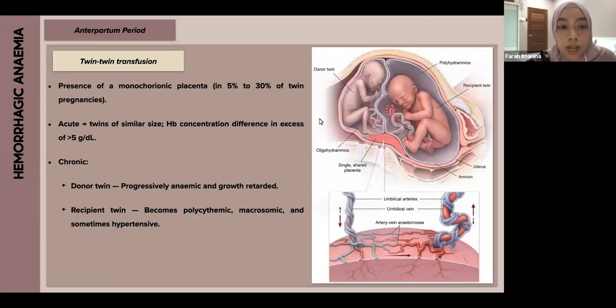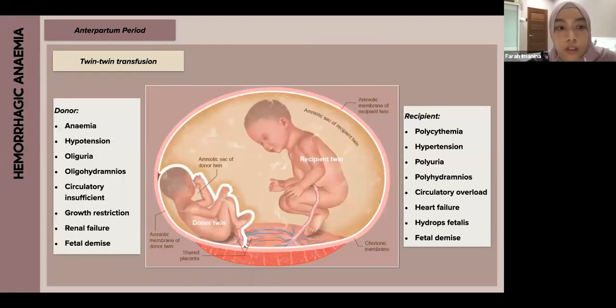This case can occur acutely, where the twins will be similar in size, but there will be a Hb difference of more than 5 grams per deciliter. But if it is a chronic case, the donor twin usually will become progressively anemic and growth retarded, or smaller, and the recipient twin will become polycythemic and bigger, or macrosomic. These are other features you can read later.